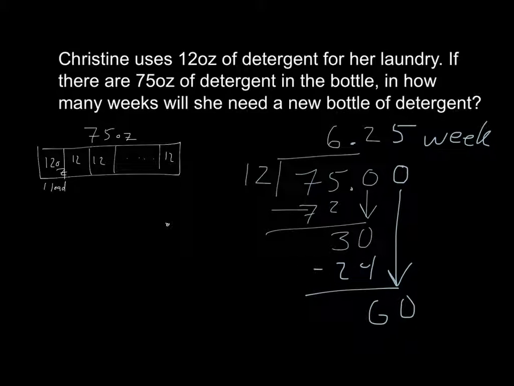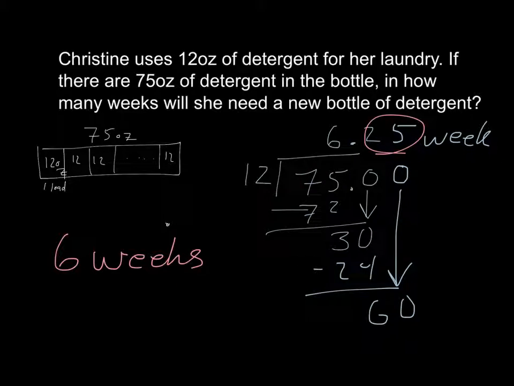And looking at this, I'm going to say that in 6 weeks, she will need the new detergent because she won't be able to make it to that 7th week without the detergent, even though we have 25 hundredths of a bottle left. That's where we need to read the question carefully. It's not asking me for my quotient, it's asking in how many weeks. Again, pay attention to what it's asking.